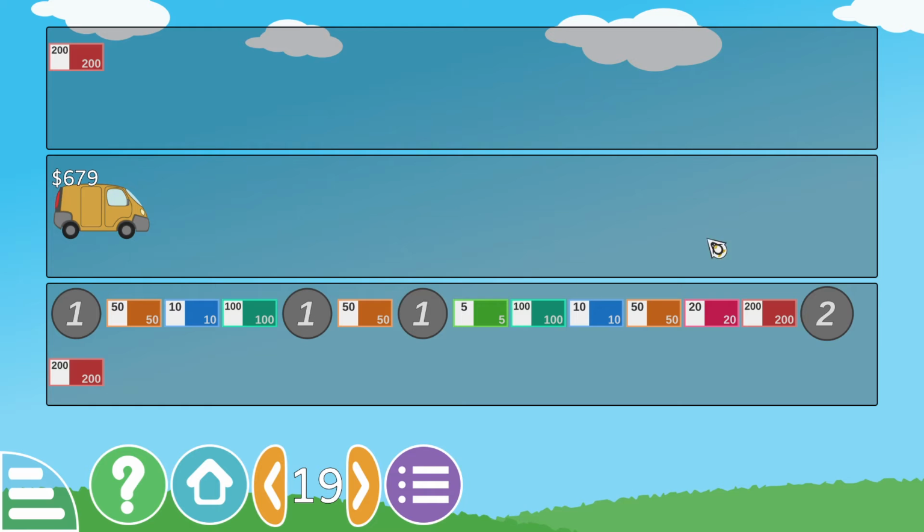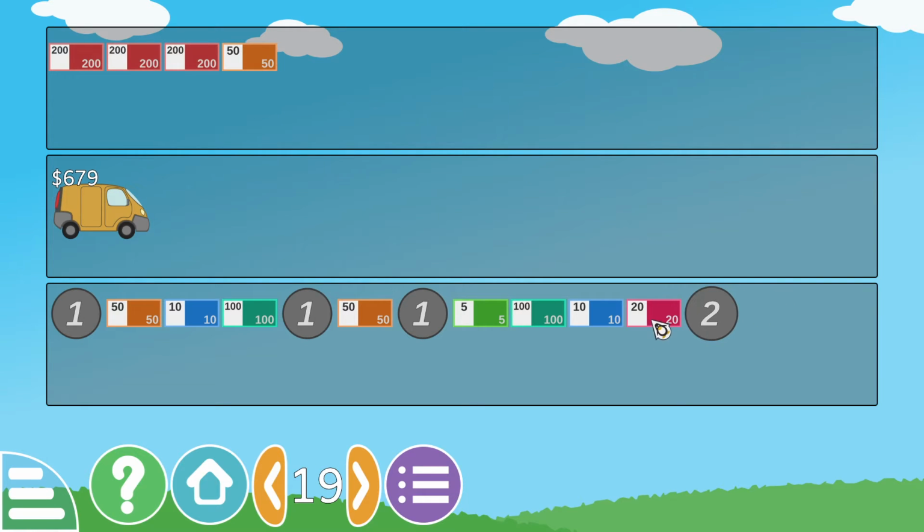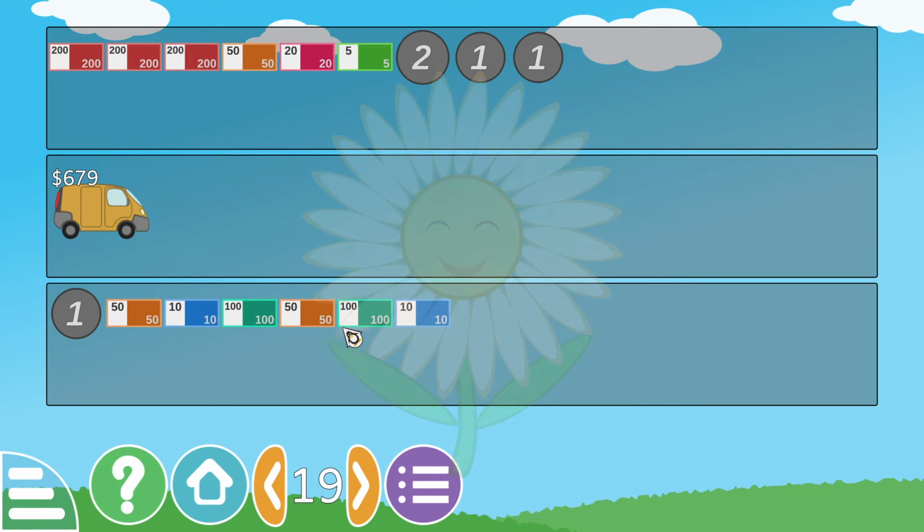679, so this could be a rail van. 200, 400, go with 600 and go direct, so I don't need the 100 anymore. So 50 and 20 gives us 670. Then 5, 2 gives us 677, 78, $679.